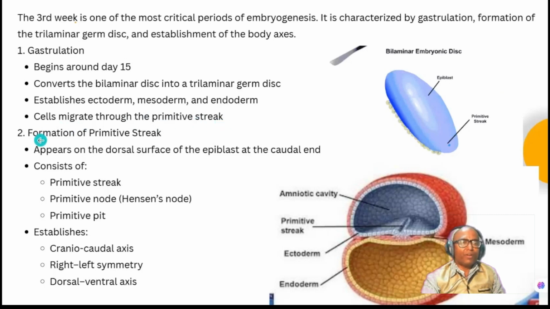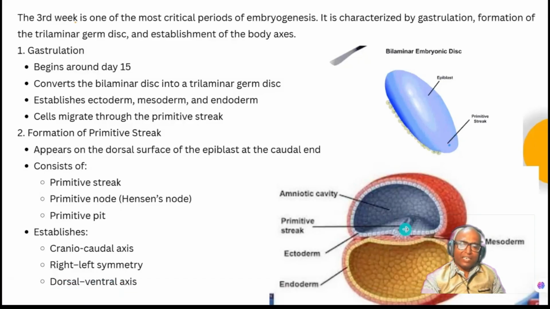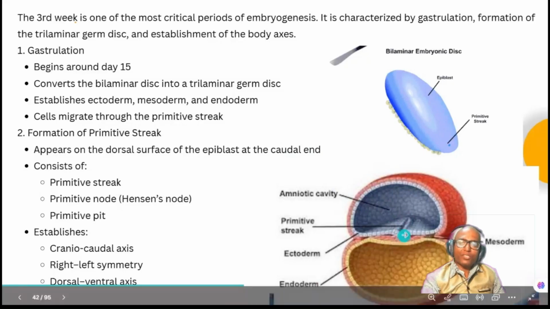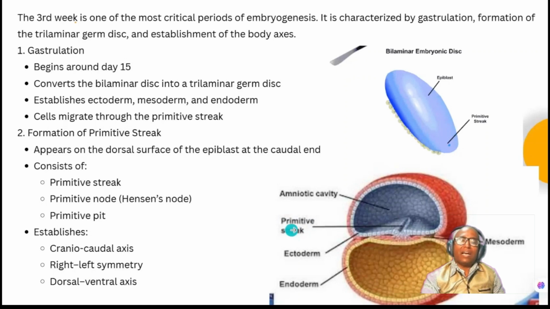Coming to the formation of the primitive streak. Here is the primitive streak which is getting formed. It appears on the dorsal surface of the epiblast at the caudal end. Actually, the caudal end itself gets defined by the formation of the primitive streak. There is no cranial or caudal until the development of the primitive streak. It is just a disc, but the place where the primitive streak will form, we will call the caudal end.